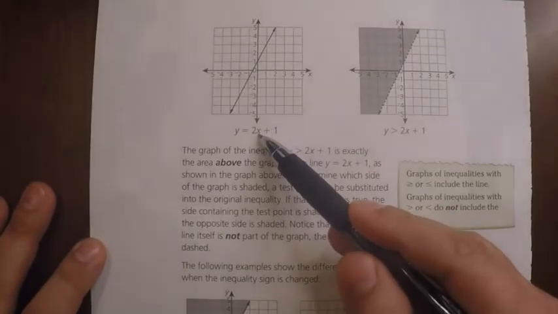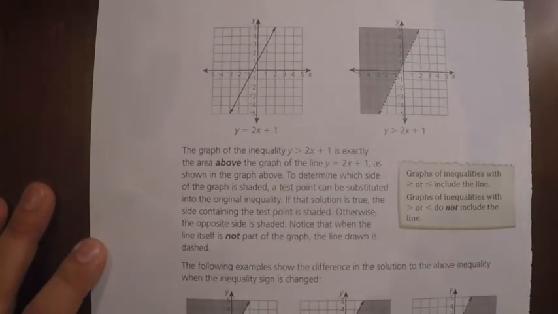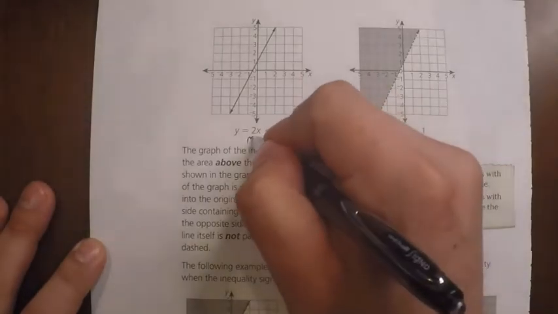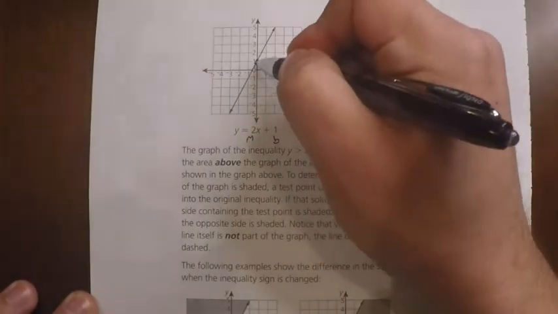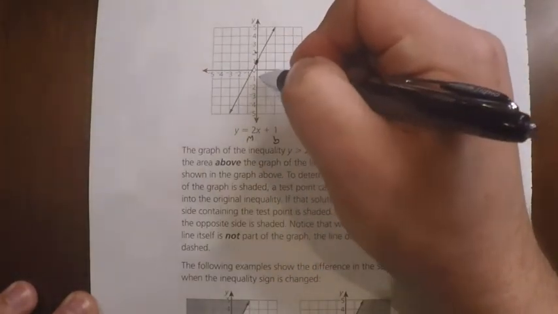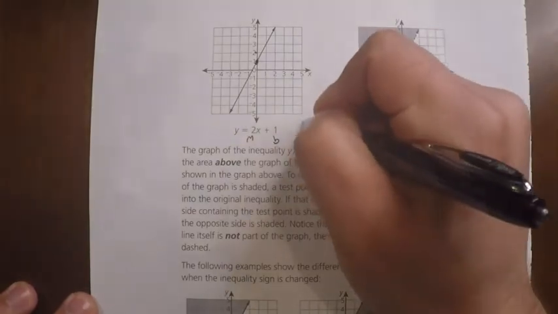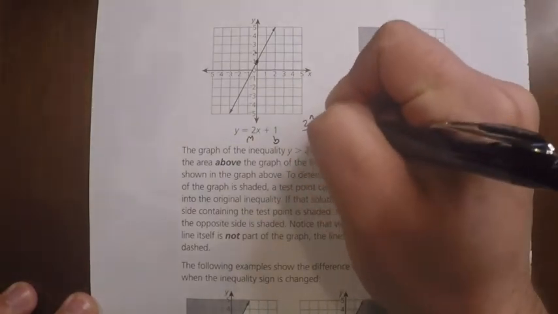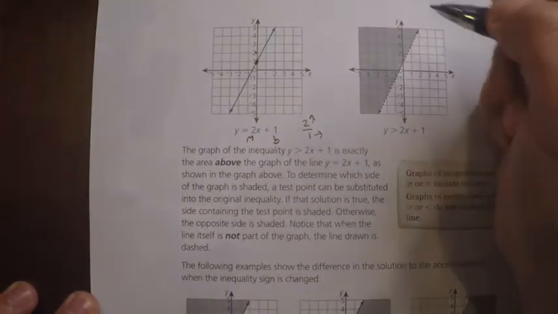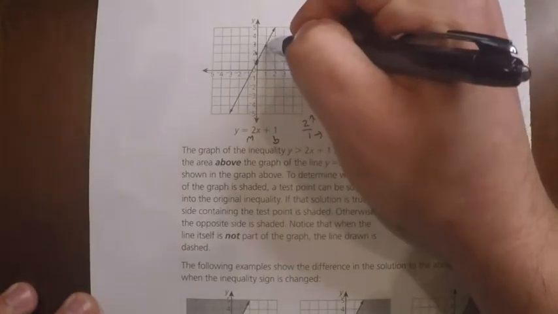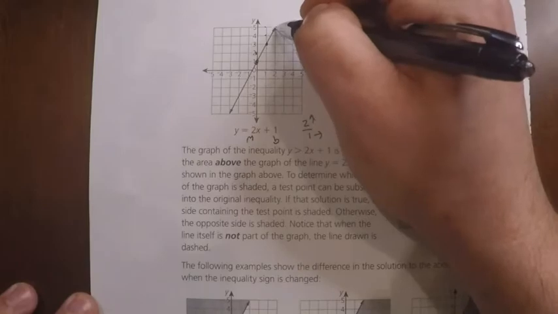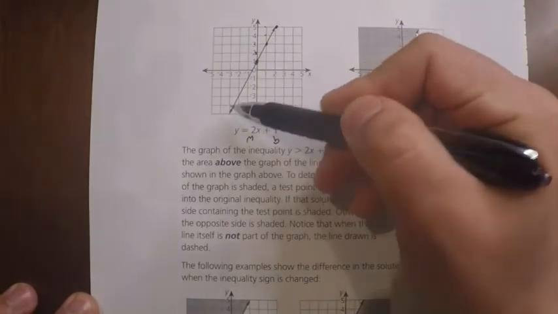So the first graph here is y equals 2x plus 1. If you notice our slope and our y-intercept, we start at 1, and then to get our next point, we go up 1, or sorry, the slope is 2. So it's 2 over 1, so we go up 2, to the right 1. Starting at our y-intercept, we go up 2, to the right 1, up 2, to the right 1. We can draw our straight line here.